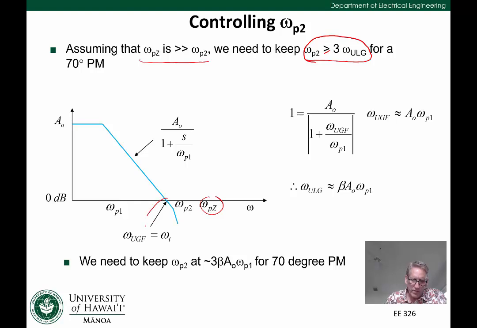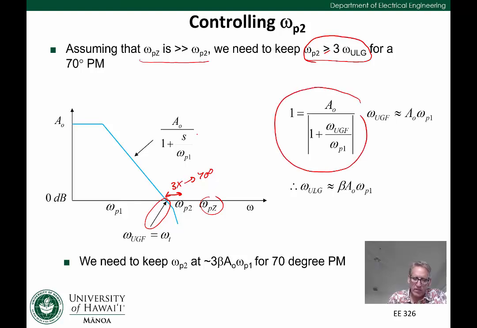So if this is omega UGF in here, or omega T as your book refers to it, we need this distance here to be about 3x. That's for 70 degrees. And so we can figure out these basic relationships, for example, what omega UGF or omega T is. If we assume it's a single pole system, we can write this equation, which comes directly from here by looking at the magnitude. If we set the magnitude equal to 1, and we say that omega UGF over omega P1 is much greater than 1, then we get this relationship that the unity gain frequency is about the low frequency gain A0 times the first pole, omega P1.